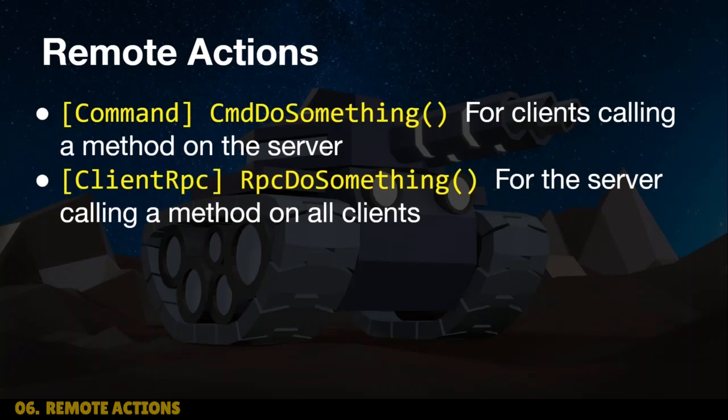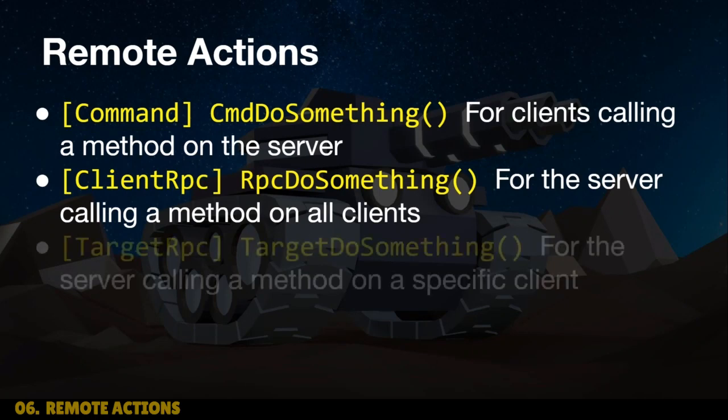And what we can do is we can make a method called RPC do something and stick on client RPC before it. So it's the same kind of way you do a command, just you change command to be RPC or client RPC. And then what happens is if the server calls that method, then all the clients would actually execute it. So the server calls it and then all clients execute it.